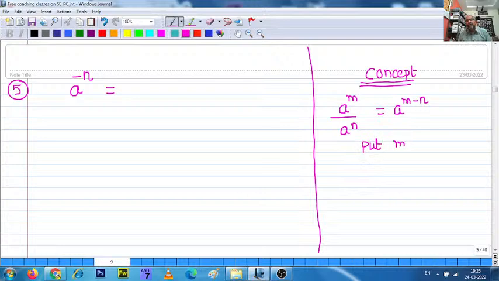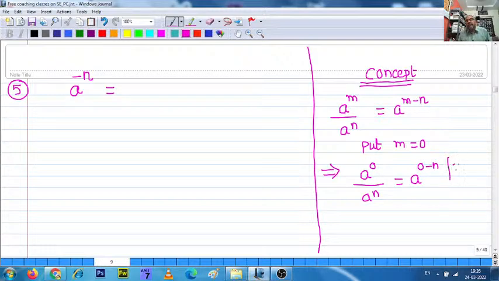Put m equal to 0 on both sides, then what do we get? That is a to the power of 0 upon a to the power of n equals a to the power of 0 minus n. Am I correct?